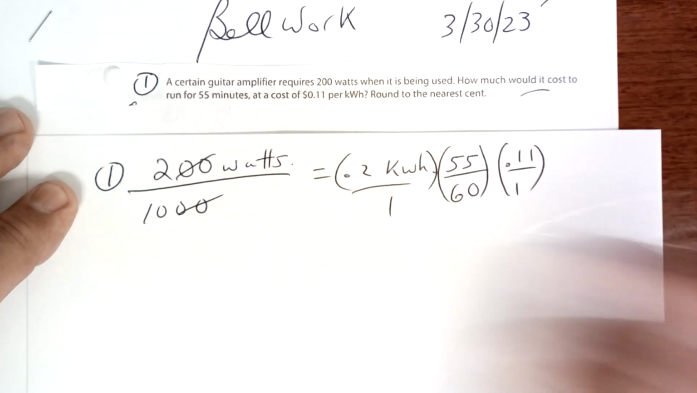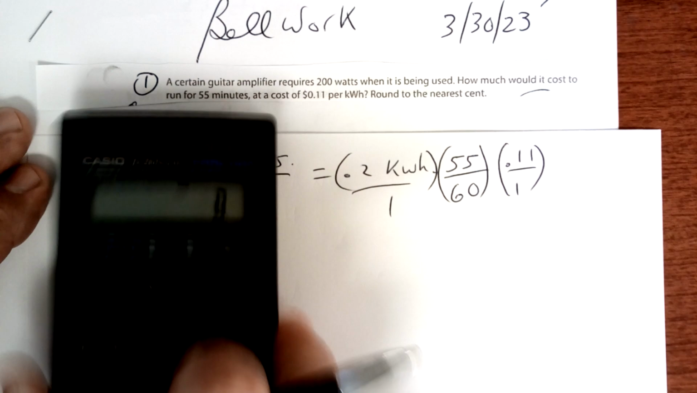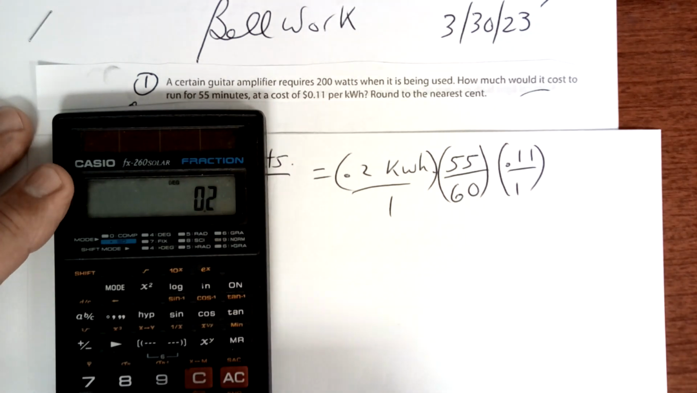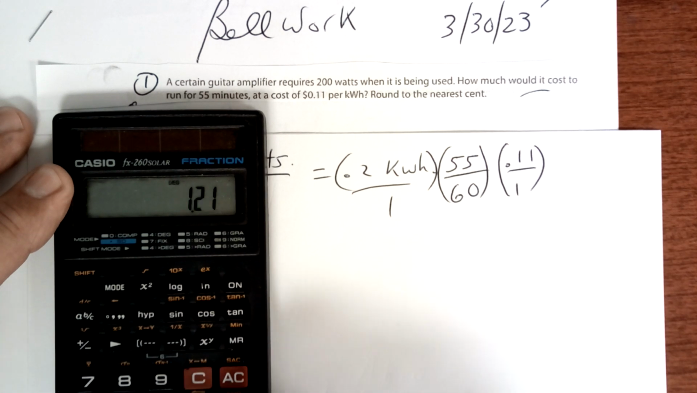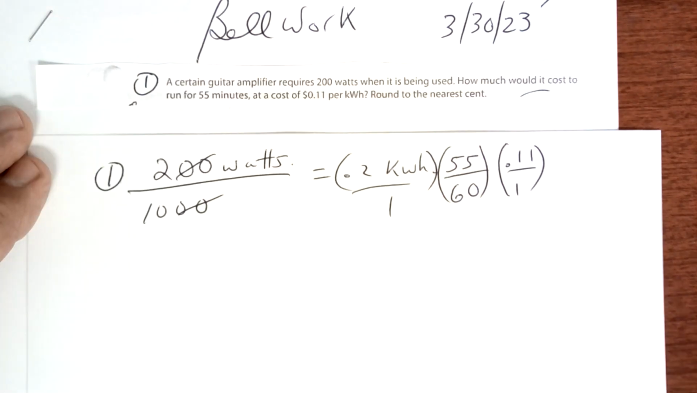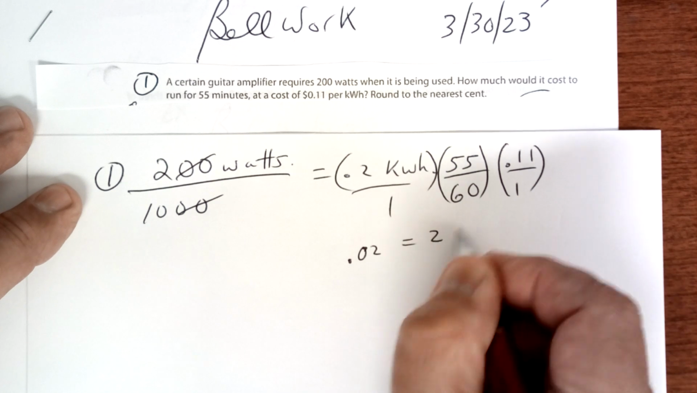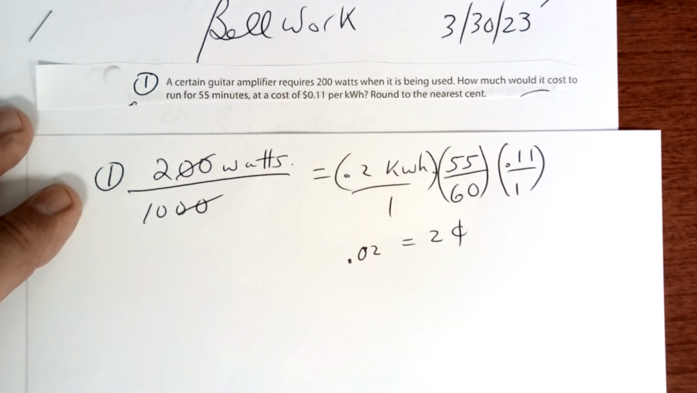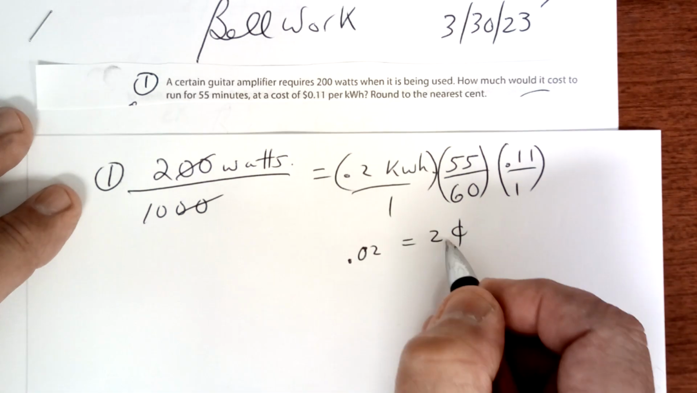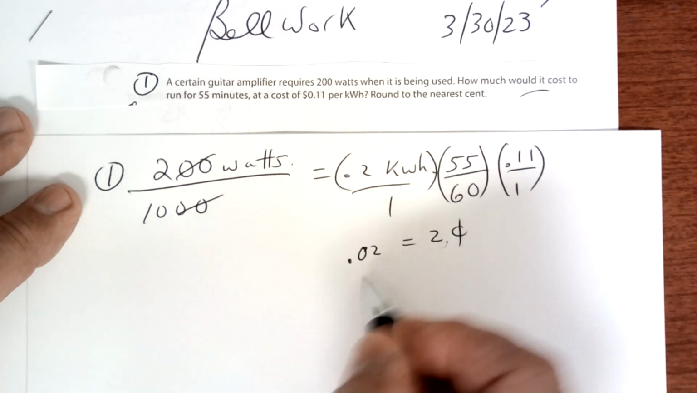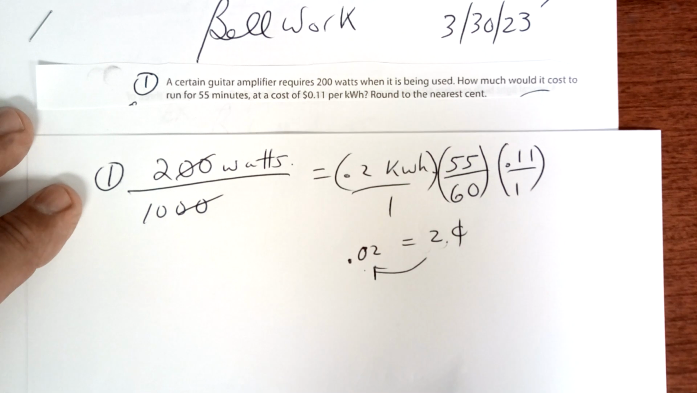Let's try this. We're going to multiply straight across. So it's going to be 0.2 times 55 times 0.11. Press equals, divided by 60. It's going to be 2 cents. Okay? And there it is. And by the way, 2 cents, the decimal's here, and you would have to move it 2 places to get back to this one here. Make sure you understand that.